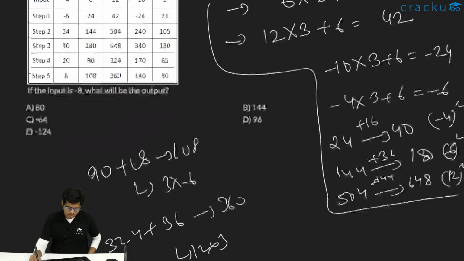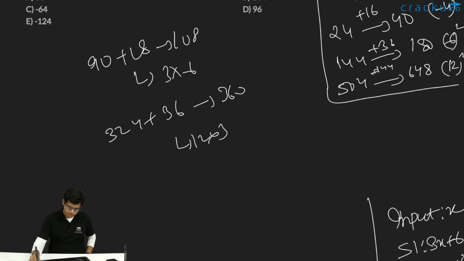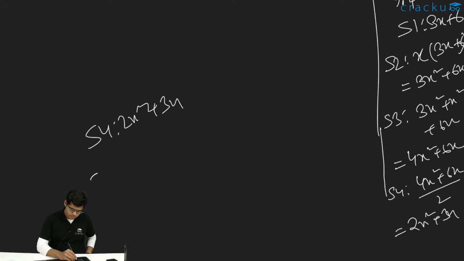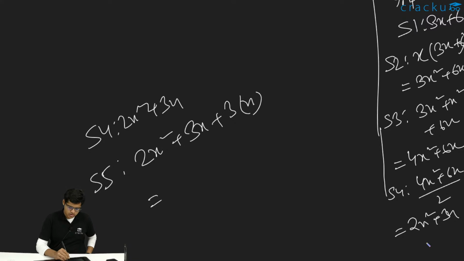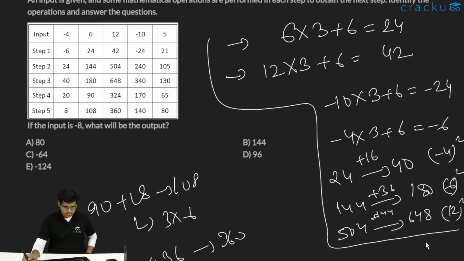So basically, in step 5, what is happening? In step 5, it is this step 4 value plus 3 times the input. So it is 2x square plus 6x. Okay, so we are done.